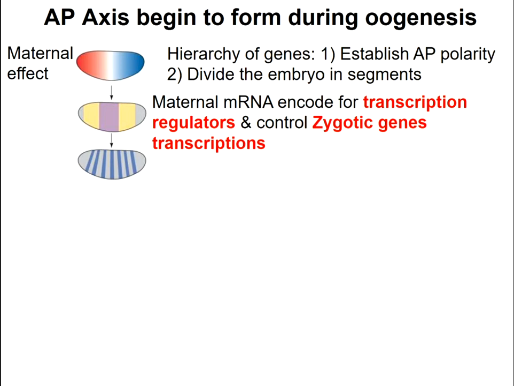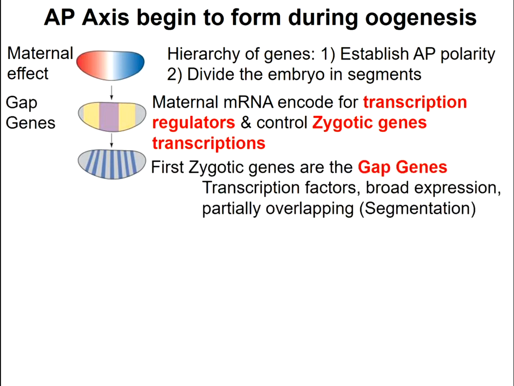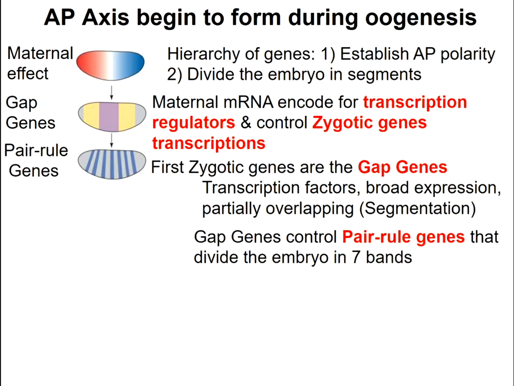What are the zygotic genes? The genes that belong to the zygote after fertilization. Okay? The first genes that are expressed in the zygote are the GAP genes. The GAP genes are expressed broadly along a large part of the embryo, and they overlap each other. And they are the first genes that start to establish segments in the embryo.